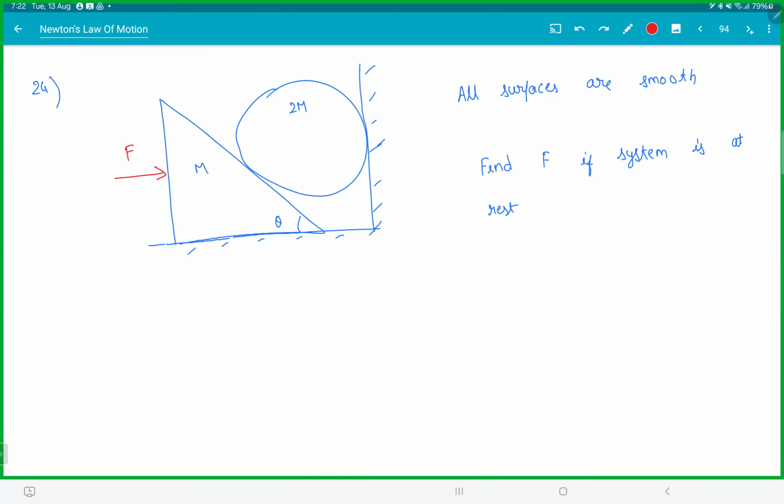Mg tan theta, 2mg plus mg sin theta, N g 2 sine theta. We have three different answers. Let's see. Step one, FBD. Let's see whether you got the FBDs right.